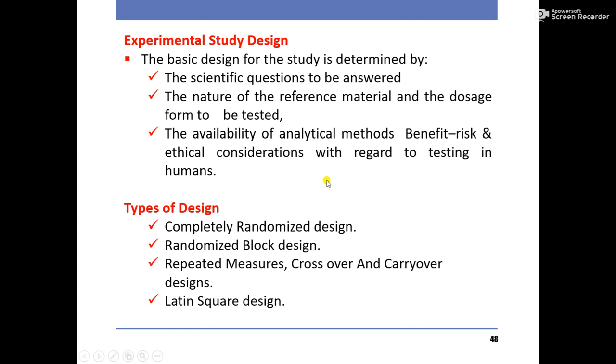In experimental study design, the basic design for the study is determined by the scientific question to be answered, the nature of the reference material and the dosage form to be tested, the availability of the analytical methods, benefit, risk and ethical consideration with regard to testing in humans. Types of designs are completely randomized design, randomized block design, repeated measures and crossover and carryover design, and Latin square design.